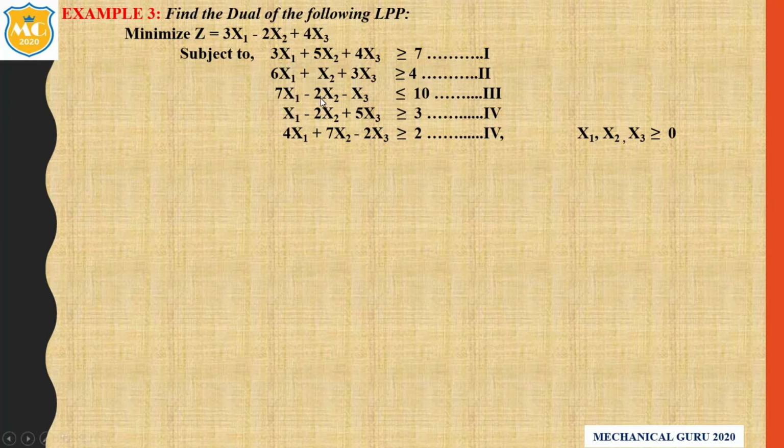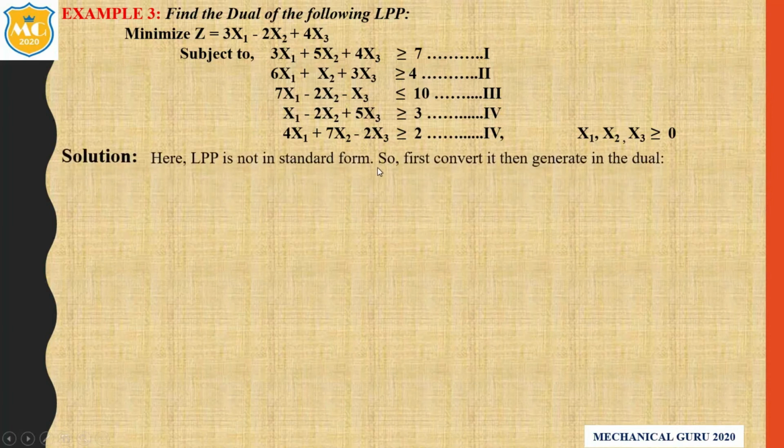So what we have to do is simple. This equation we have to multiply by -1 on both sides. Let's see how to solve it. Here the LPP is not in standard form, so first convert it, then generate the dual. So as before, minimize z.